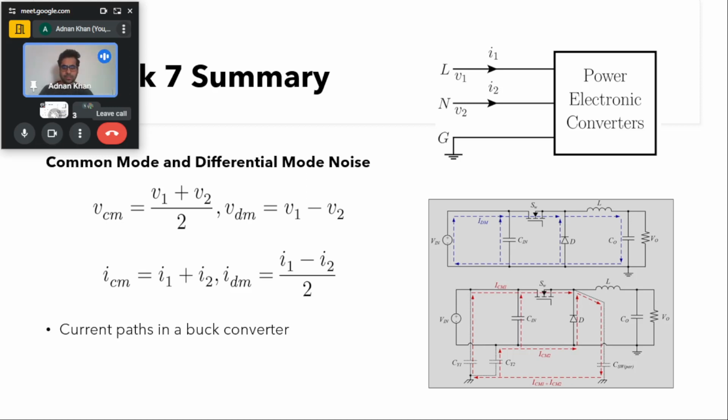Usually the line and neutral voltages may be at some potential with respect to the ground, let us say V1 and V2. Then we usually have two voltages: the common mode voltage, which is given by V1 plus V2 divided by 2, and the differential mode voltage, that is V1 minus V2, which is what we have usually seen up till now, a voltage being the difference between two potentials.